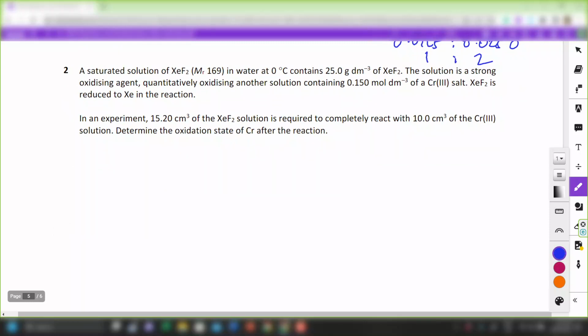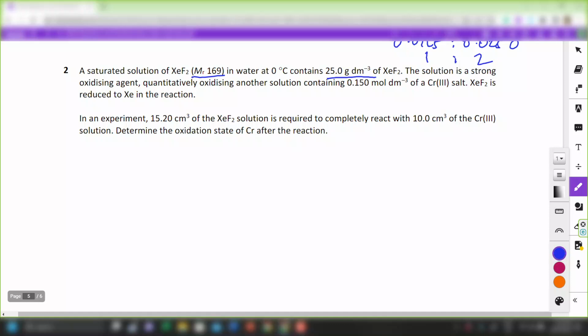I think it requires a similar calculation. So I have a saturated solution of xenon difluoride. The Mr is given to be 169, in water, and then it contains 25.0 grams per dm³ of xenon difluoride. Okay, so you are given the concentration in terms of grams per dm³. So maybe the simplest way is probably to convert to moles per dm³. That will help us in our calculation.